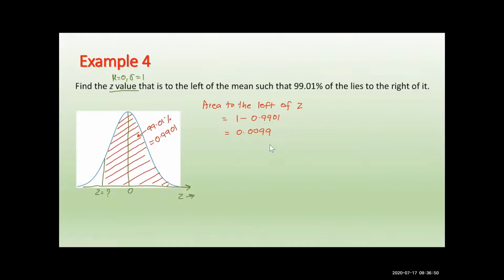So once you have this area, we can use the command in our calculator, which is z equal to inverse normal.